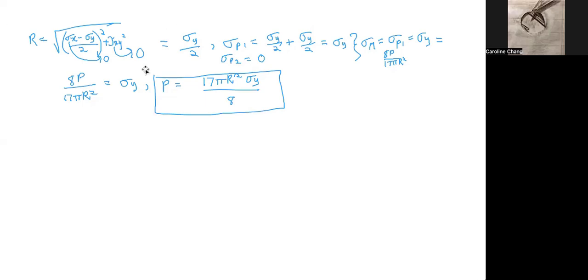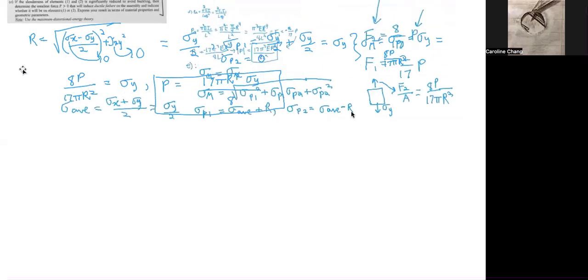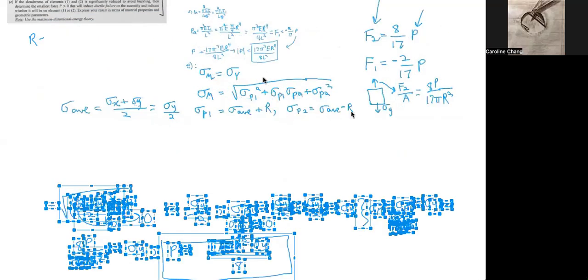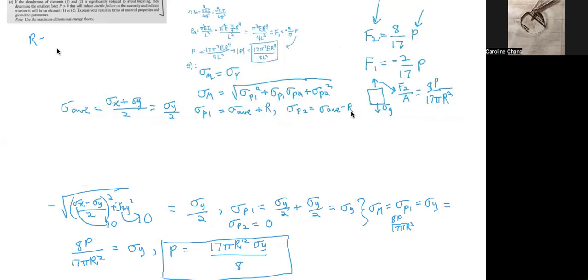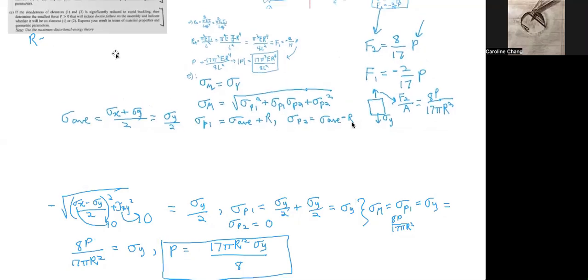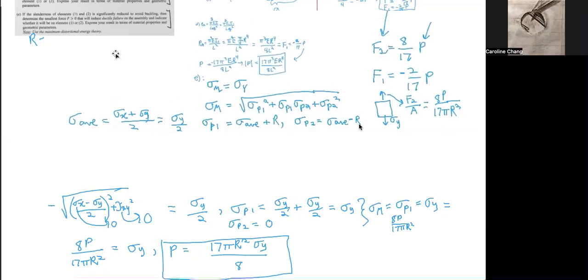Let's scroll up. For part E of the problem, if the slenderness of elements 1 and 2 is significantly reduced, determine the smallest force P greater than 0 that will induce ductile failure. So our P value is this value over here.